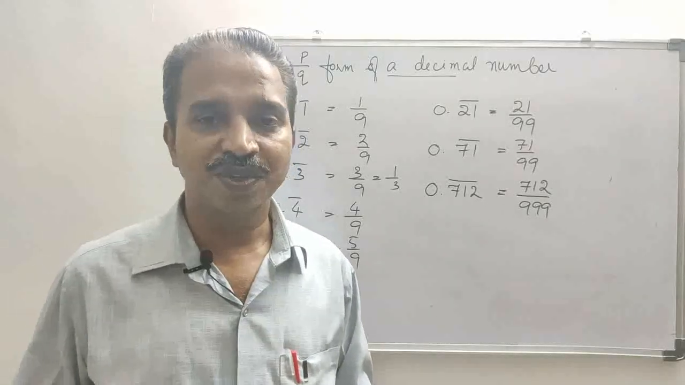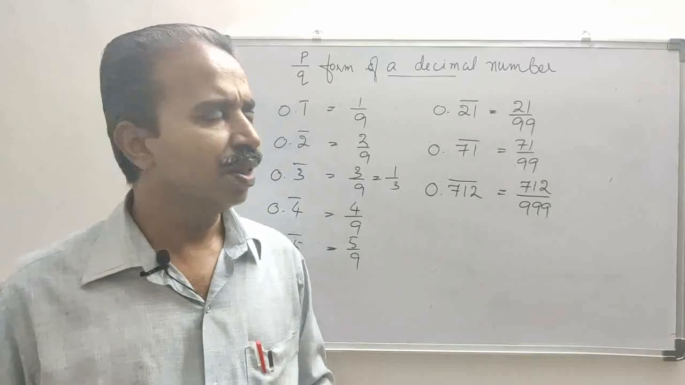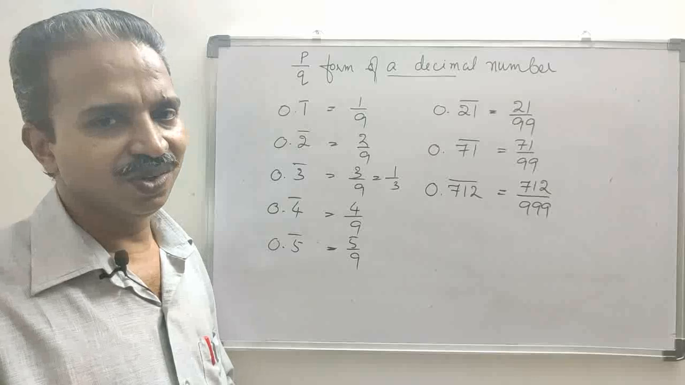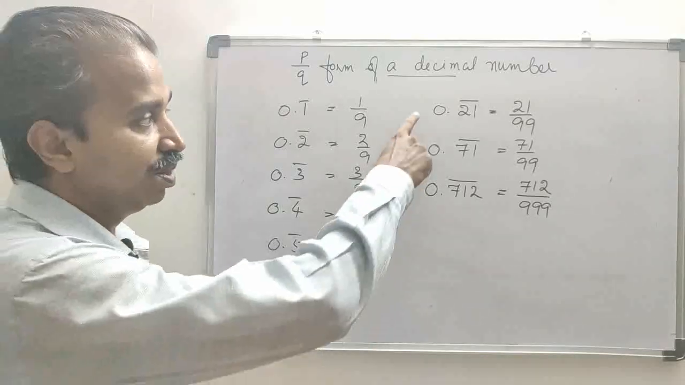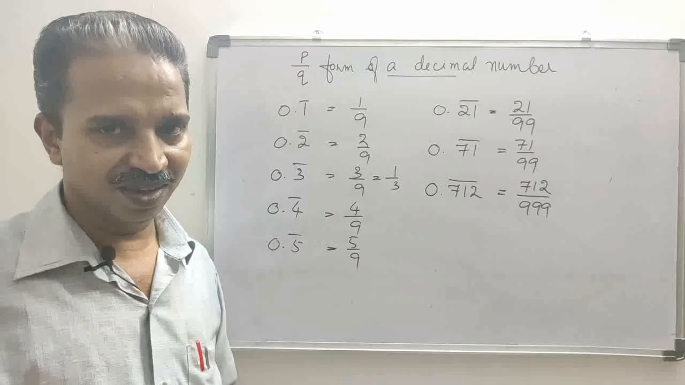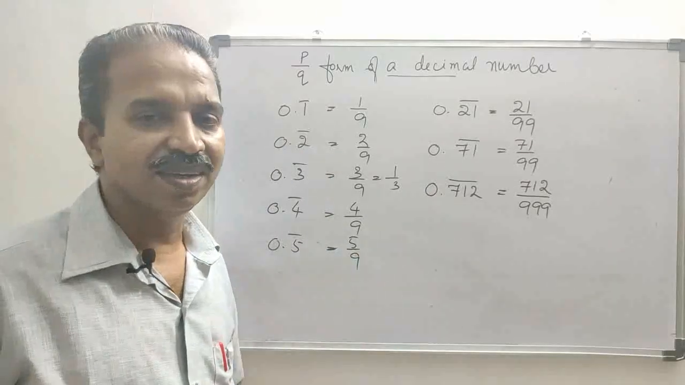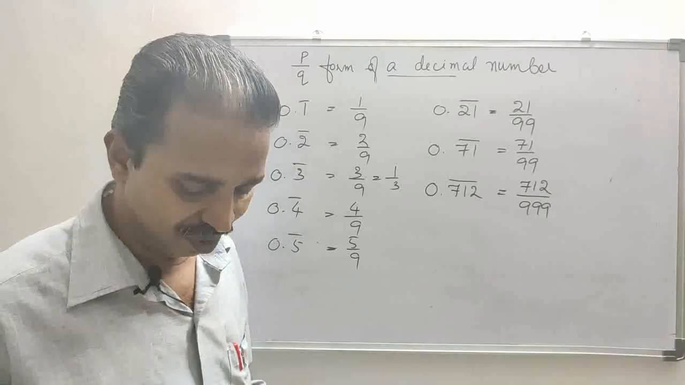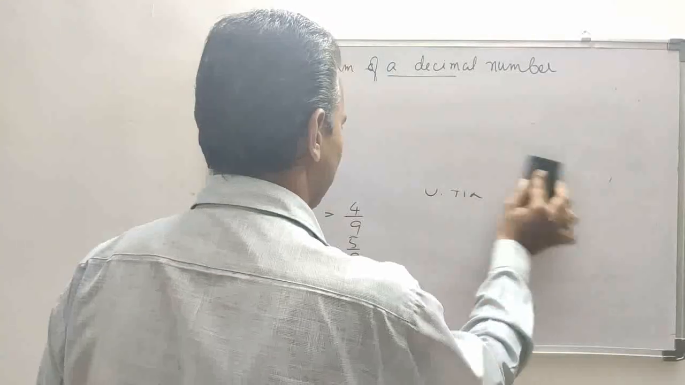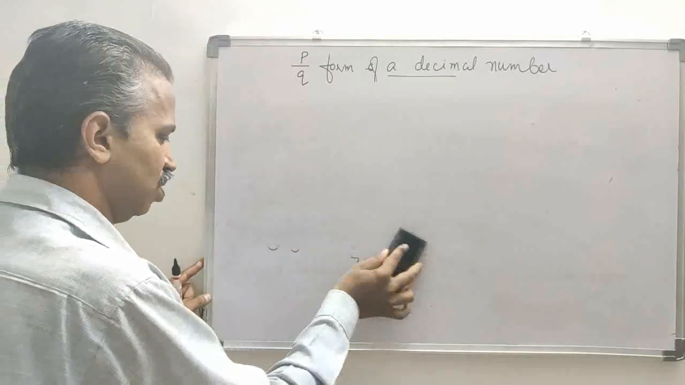In the case of objective questions, you may write directly, but if it is a 2-mark question, you have to show the steps. But this can be done only when the integral part is 0. If the integral part is 0, we can directly write the p upon q form. Now, if the integral part is not 0, how to proceed? Let us see.